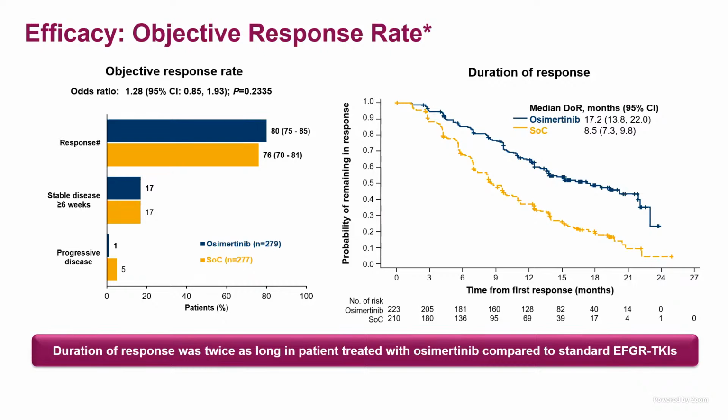Again, not only progression-free survival, but there was an actual difference in the objective response rates. If you just see the response rates with osimertinib and the duration of response, both were higher. Response rate was 80% versus 76%. Duration of response included both partial response as well as stable disease. The median duration of response was 17.2 months versus 8.5 months, which was significantly higher in the osimertinib arm compared to the standard of care.